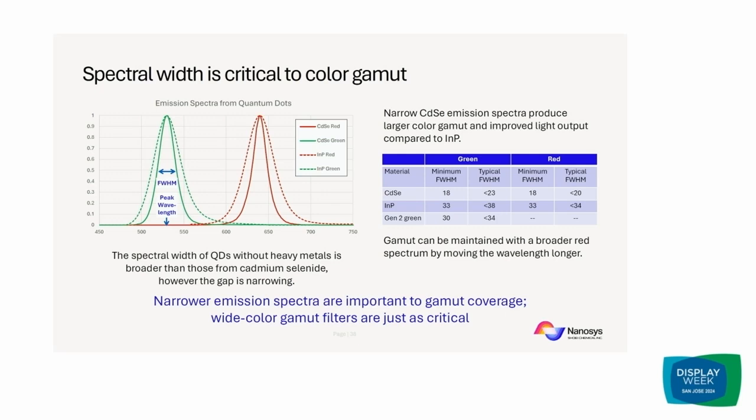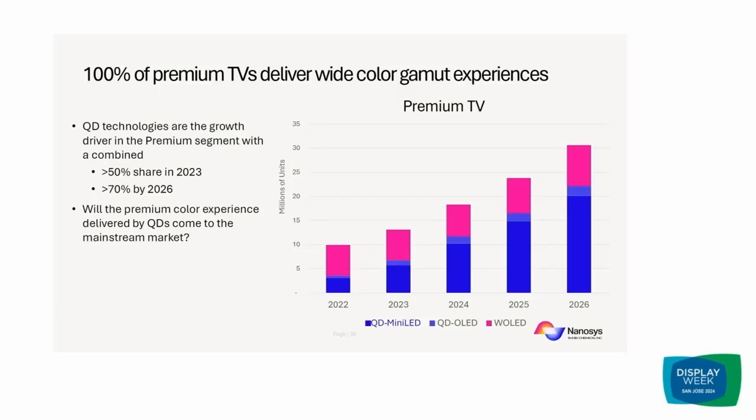In addition to the line widths of your material, these are coupled with wide color gamut filters, and these are just as critical. So to date, it's possible to be in the 90% coverage of BT 2020 color space with quantum dot systems. Right now, today, 100% of premium televisions are targeting wide color gamut color experiences. So it's incredibly popular in terms of what consumers are looking for on the premium end of display.